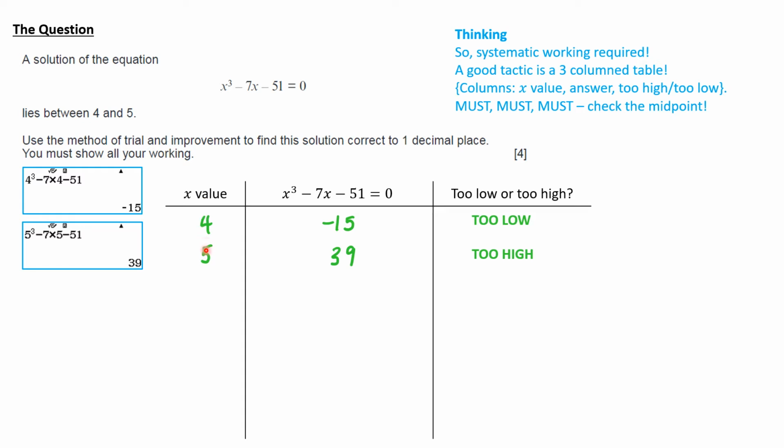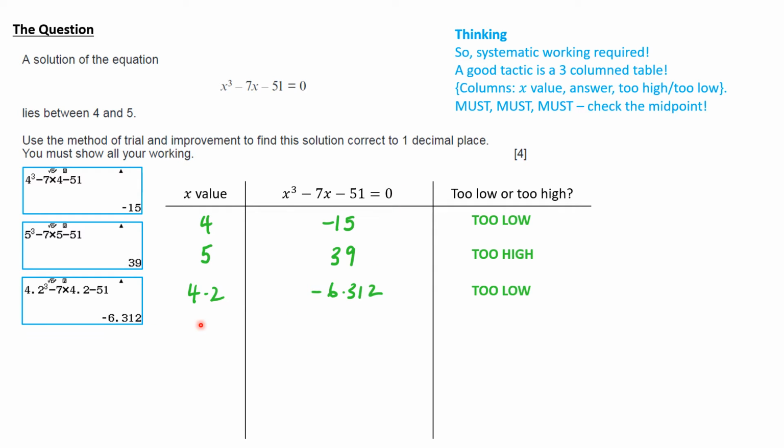So then I'm going to go somewhere in the middle. I think my answer is going to be slightly closer to 4, because minus 15 is slightly closer to 0 than 39, so I'm going to have a guess, I'm going to go for 4.2. So I'll put 4.2 in, and I get negative 6.312. Again, this is too low. I'm trying to get to 0, but it's getting closer.